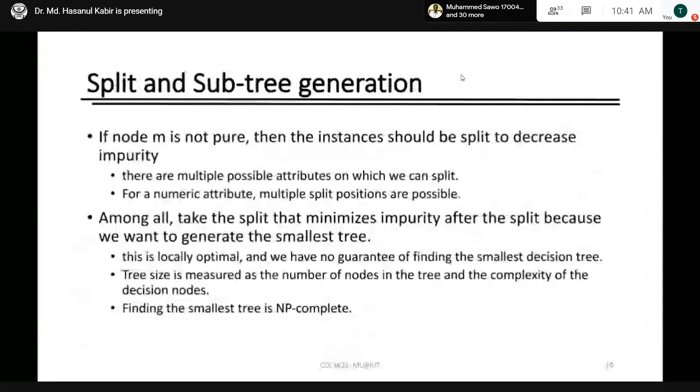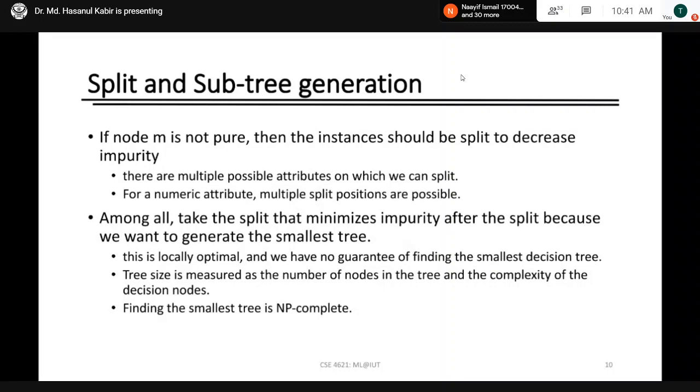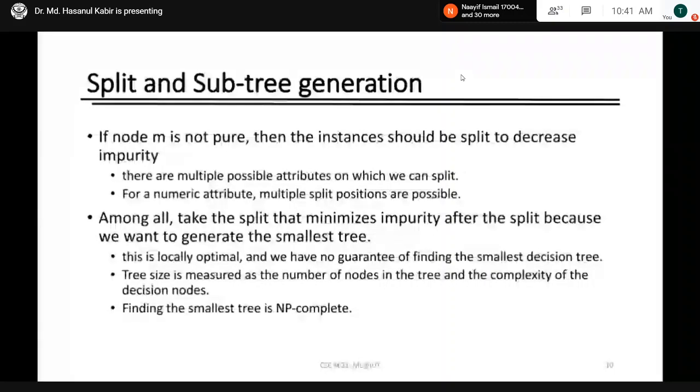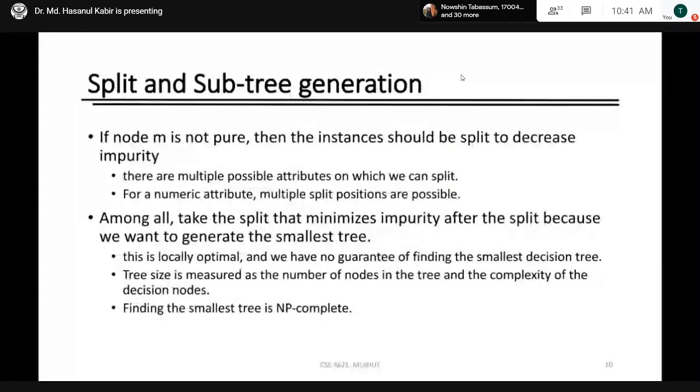So this is basically what I just mentioned here. That means the first sub point: there are multiple possible attributes on which we can do the split. And again, you know that if the attribute you are picking to do the split is a numeric attribute, there can be multiple split positions. Okay.